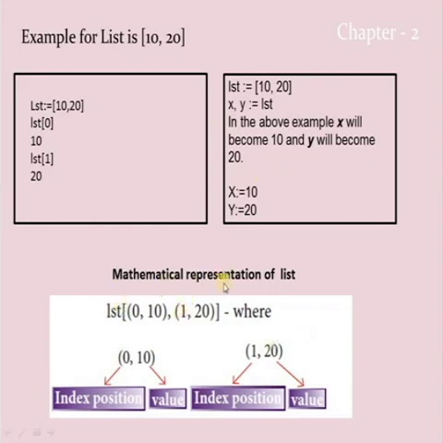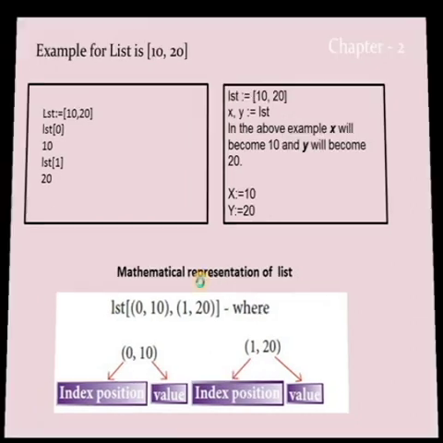Below is given the mathematical representation of list. That means a list is a combination of an index value and a data value. So 0 index value, data value is 10. 1 index value, data value is 20. This concept is said to be pairing. Because of this facility, list comes under the concept of pair. It is also a book back question.